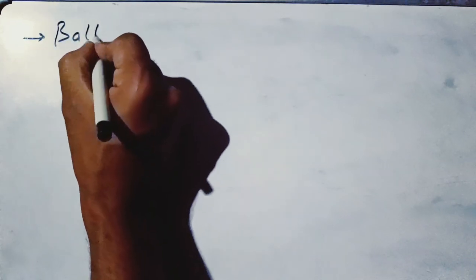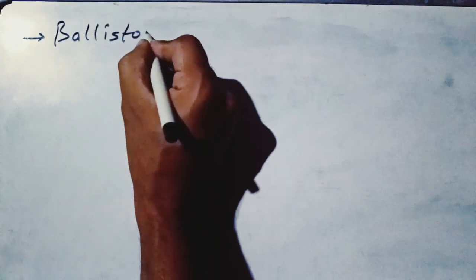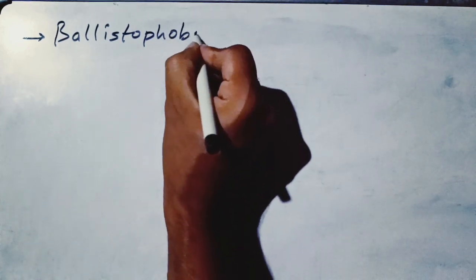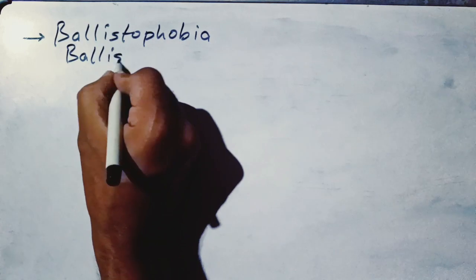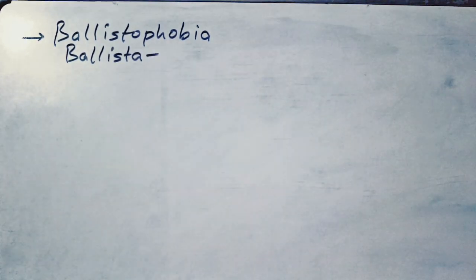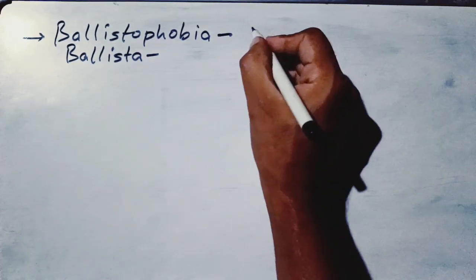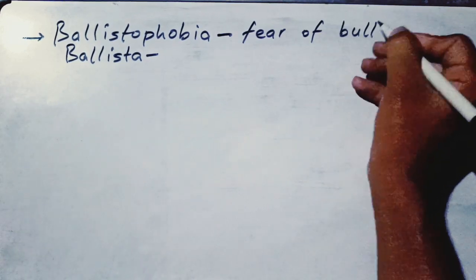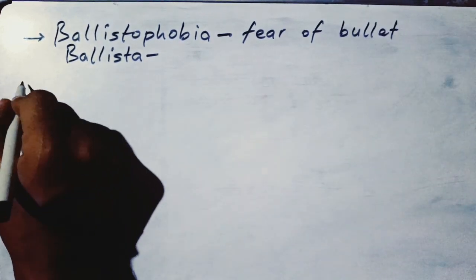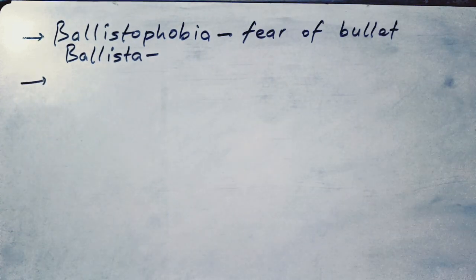Next is ballistophobia. Ballisto roots to ballista, meaning a stone thrower or a missile thrower or a bullet thrower. Thus, ballistophobia means fear of bullets. A bullet thrower is a gun, of course.